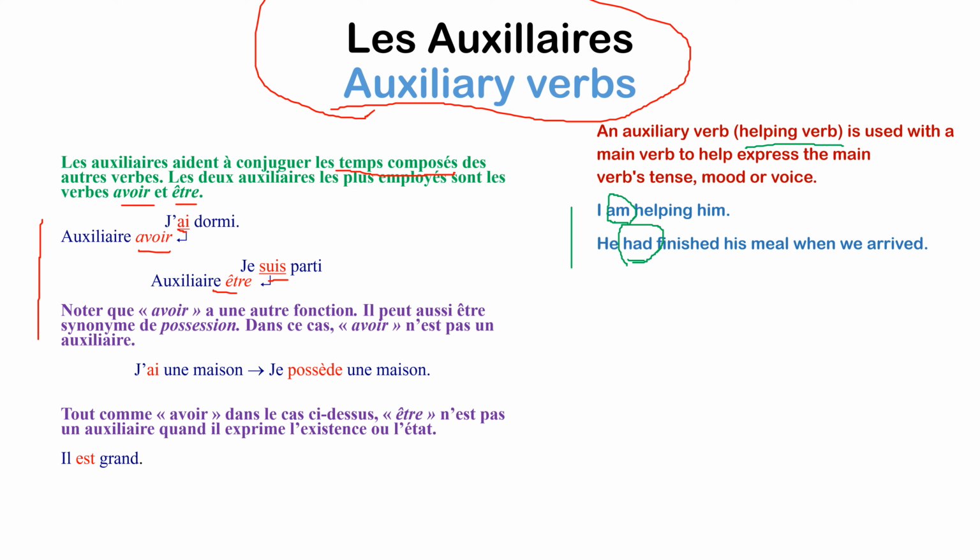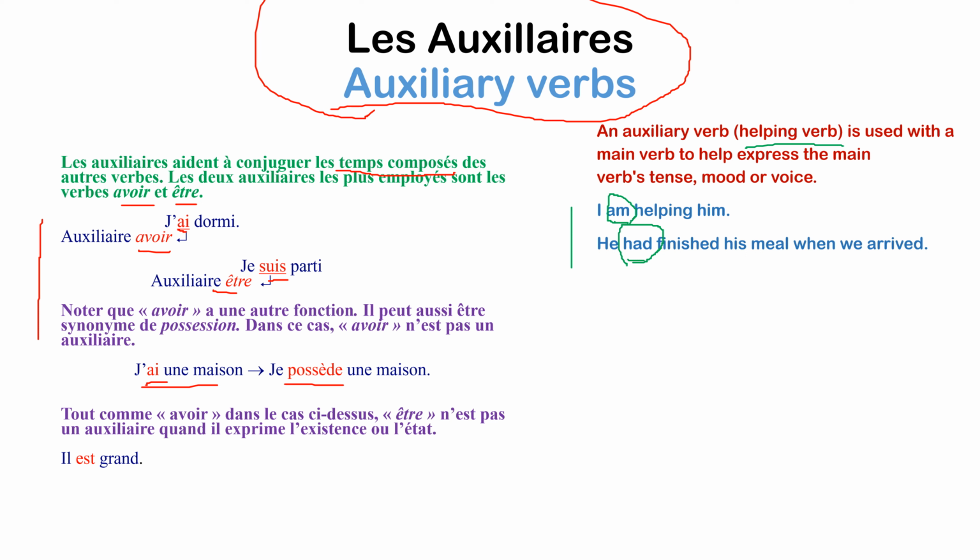Now, the verbs avoir and être are not always auxiliary. Sometimes they have a different function. In this case here, j'ai une maison. J'ai is an equivalent, synonym of possession. Donc, j'ai une maison, je possède une maison, it is the same thing. Of course, in this case, it is not an auxiliary. It is simply a verb.